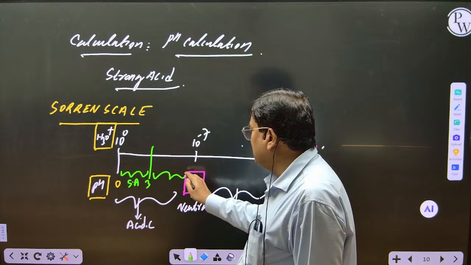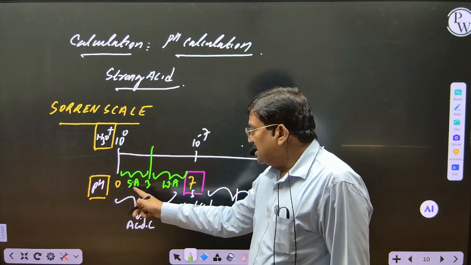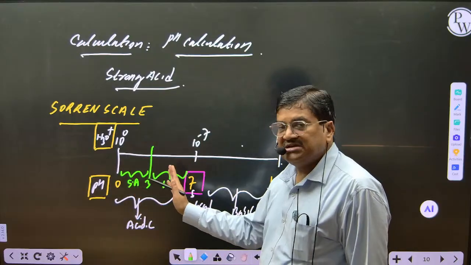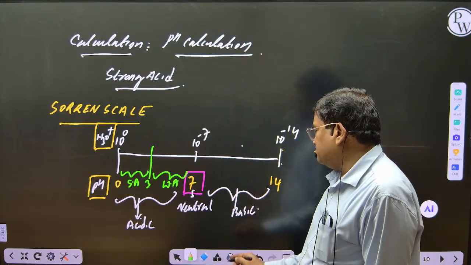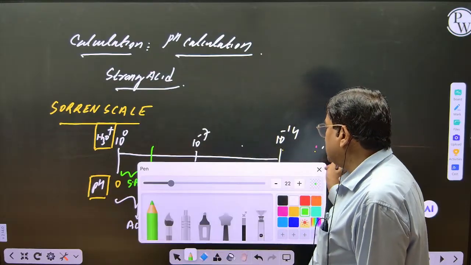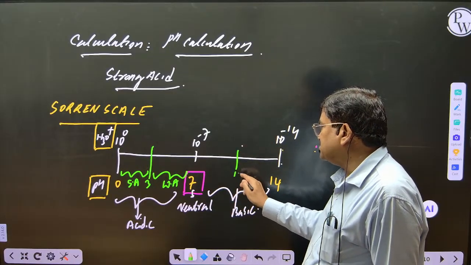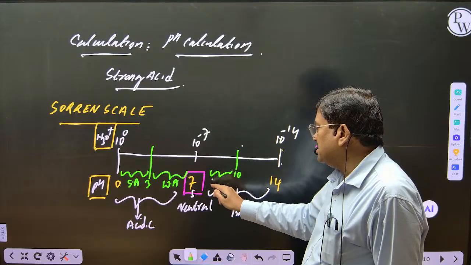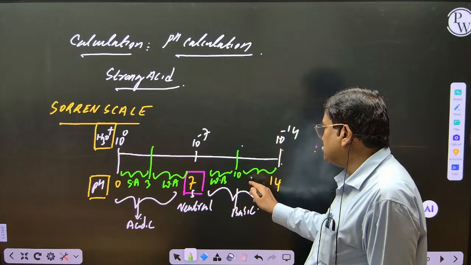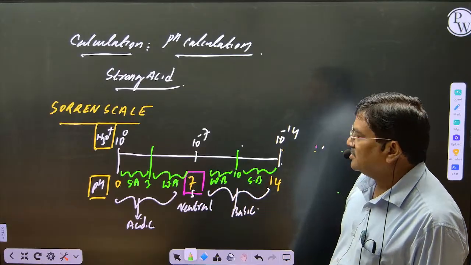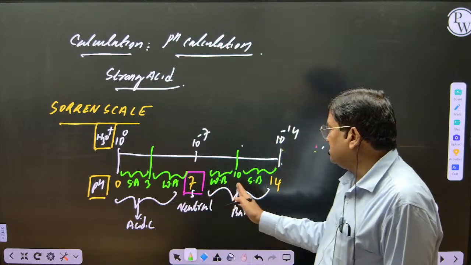Above 3 will be weak acid. WA means weak acid, SA means strong acid. If it is strong acid, the pH will be below 3. In the same way, bases will be of two types, strong base and weak base. If it is weak base, up to 10 will be weak base, students. WB means weak base. Beyond 10, 11, 12, there will be strong base. So we divide the scale further into strong acid, weak acid, weak base, strong base.